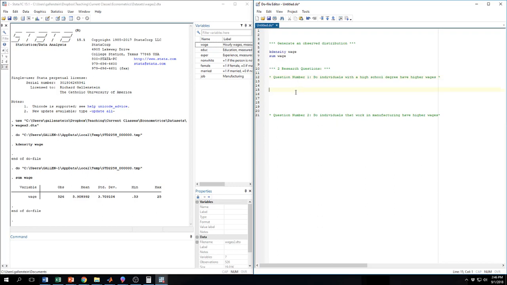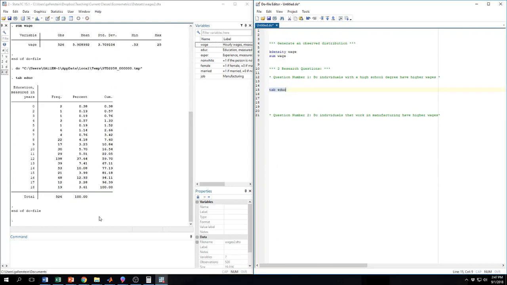Let's take them in turn. I want to know, do individuals with a high school degree have higher wages? Well, how do we ask that question? How do we answer that using our data, using the tools that we've worked with so far? Well, first, I'm going to be really interested, what kind of data do we have on education? Do we have data that tells us whether or not individuals have a high school degree or not? Let's see. I'm going to use tab, and I'm going to do tab EDUC to see what are all the different values of my education variable.